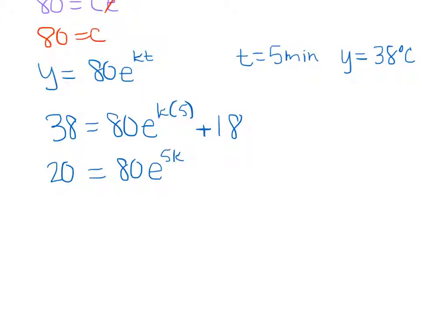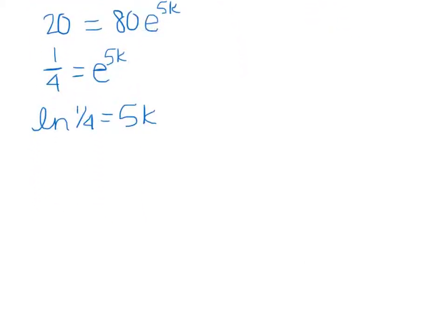I'll now divide by 80. So 20 divided by 80 is 1/4 equals e to the 5k. Now I'm going to take the natural log of both sides. So I have the natural log of 1/4 is equal to 5k. Now I'm going to divide by 5. So k is equal to the natural log of 1/4 divided by 5. Again, store this in your calculator.